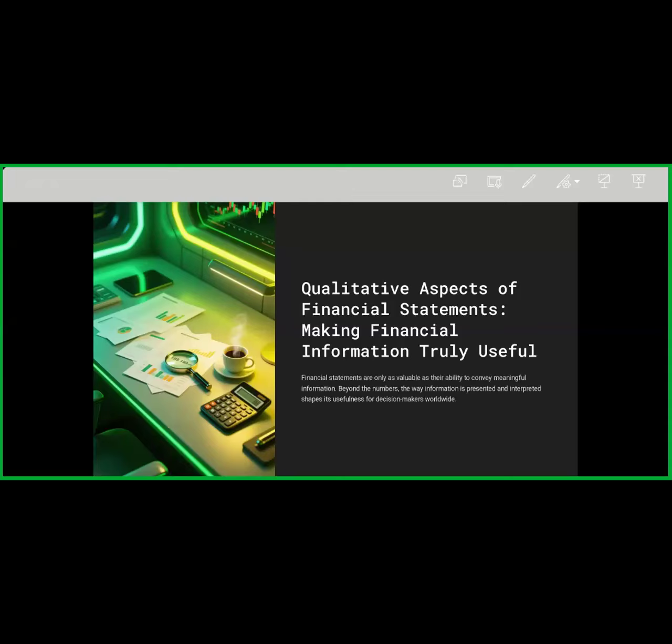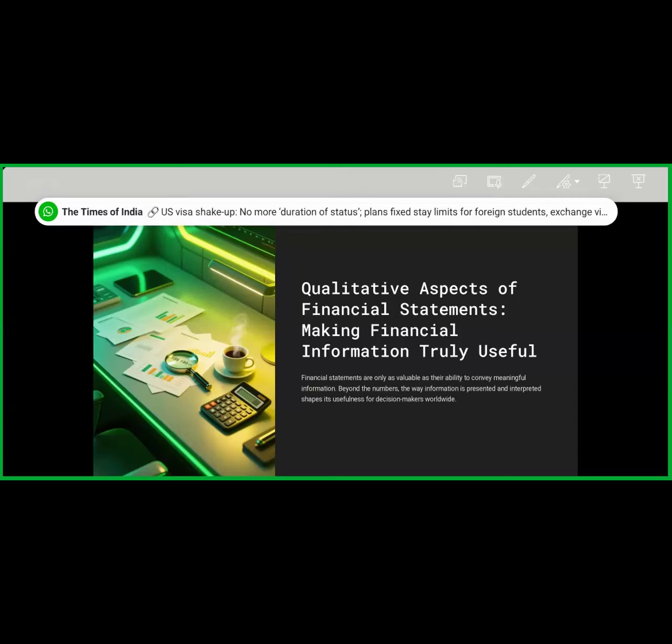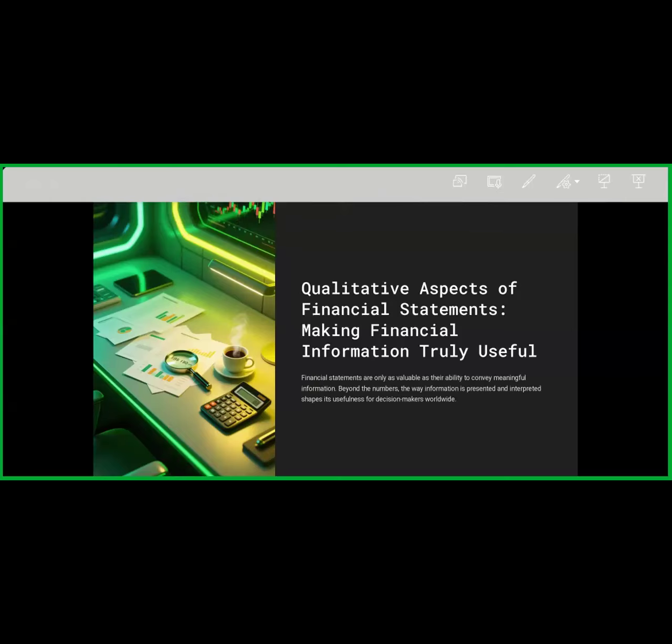And we understand what we are going to study in the subject: the rules and regulations announced by different bodies like IFRS, GAAP, or the Institute of Chartered Accountants of India, ICAI. These are the bodies who make the rules and regulations for financial reporting. So in this session, we are going to understand the qualitative aspects required while formulating the financial statements.